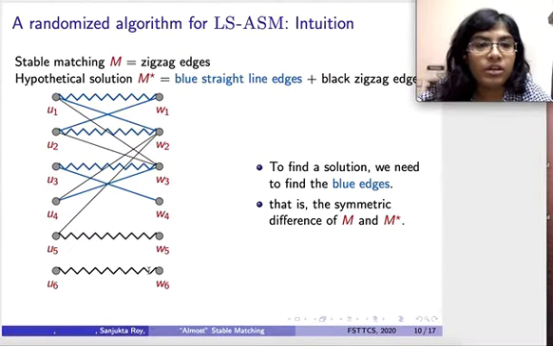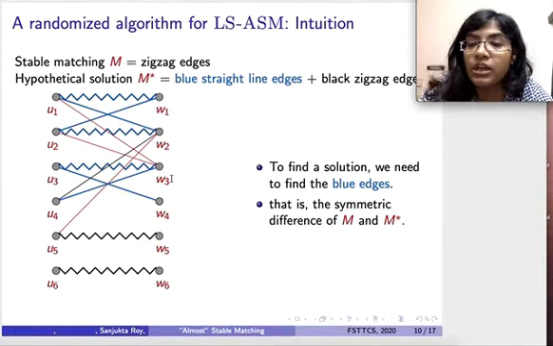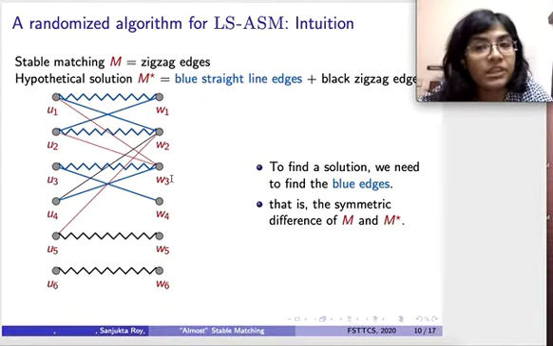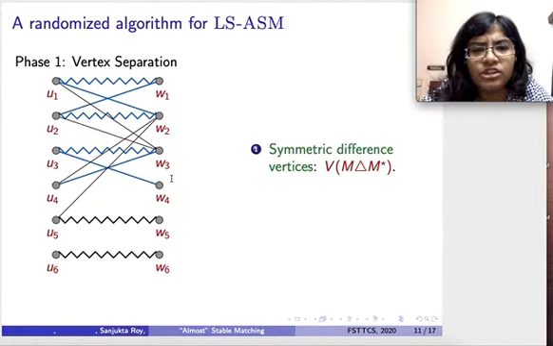Now these black thin lines are some other edges of the graph which are not in the symmetric difference, and I'm showing this to show that the matching M star here has, suppose, 3 blocking edges. It can have blocking edges because it is not stable anymore. M was a stable matching, but the hypothetical solution, the matching that you are looking for, has blocking edges. Okay, so with this intuition in mind, let's go into our algorithm.